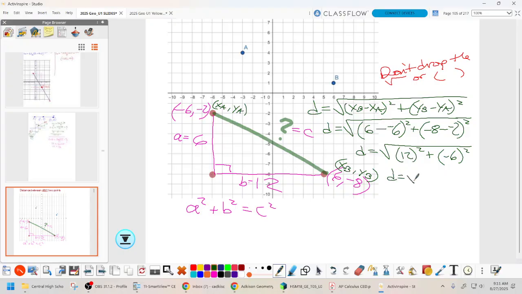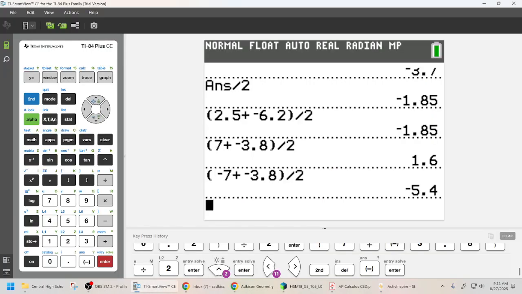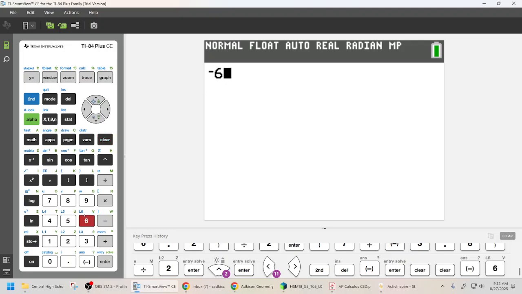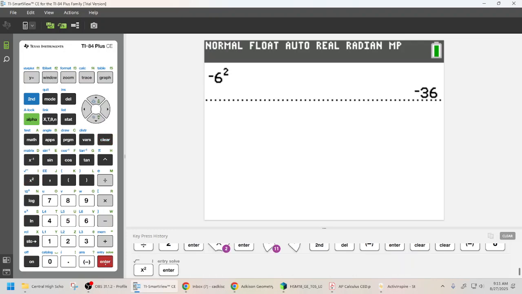Notice our problem is getting shorter, right? It's decreasing in size, if you want to say it that way. Okay, well 12 squared is 144. This is where people mess up, surprisingly. Here's why. They take it to their calculator and type -6 squared. Oh, that is -36. Can I have a negative distance? Is that a thing?